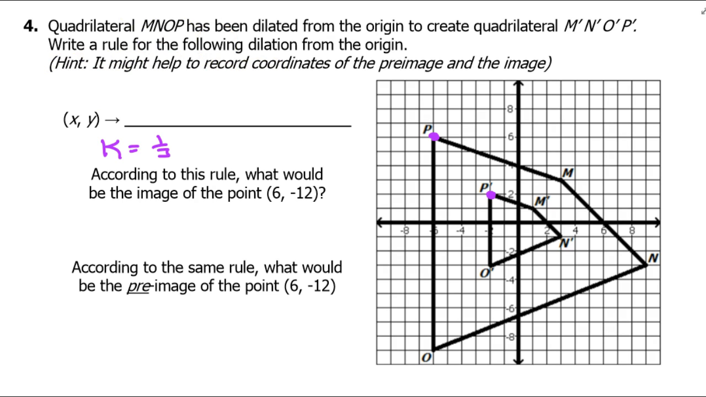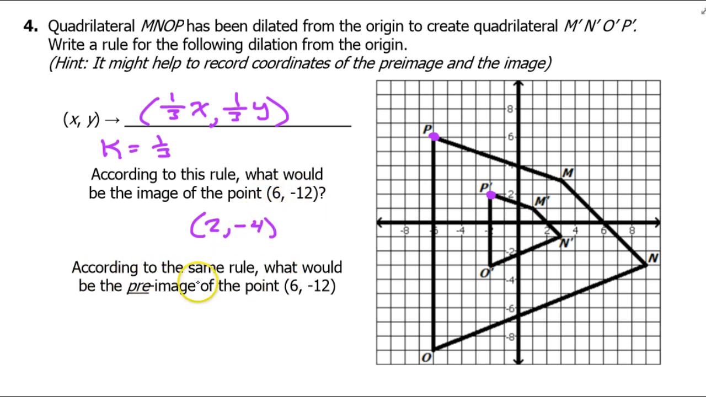Okay, so that means that the rule is x, y is going to become 1/3 x, 1/3 y, scale factor of 1/3. So according to this rule, the image of this point, if I divided each of these by 3, that would be 2, -4, just dividing by 3.